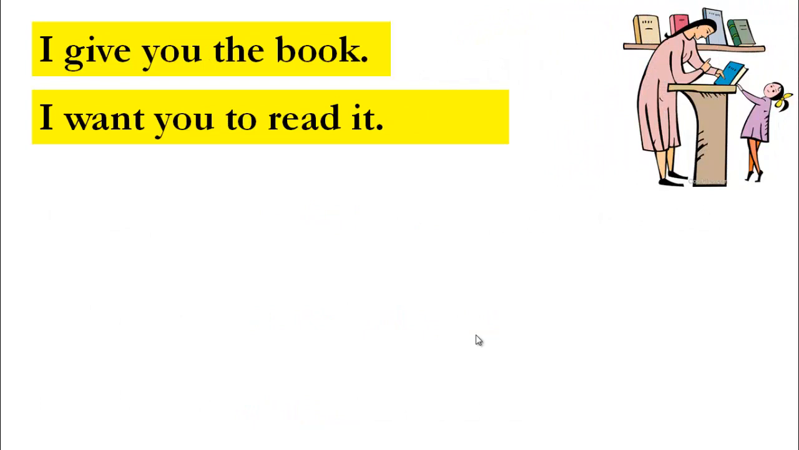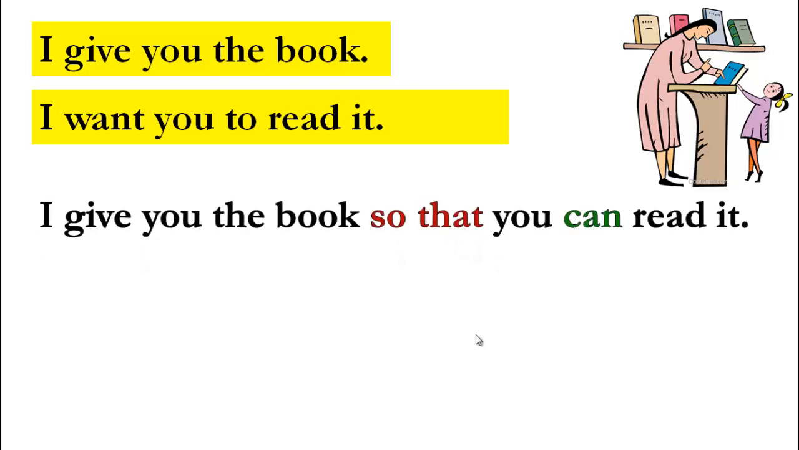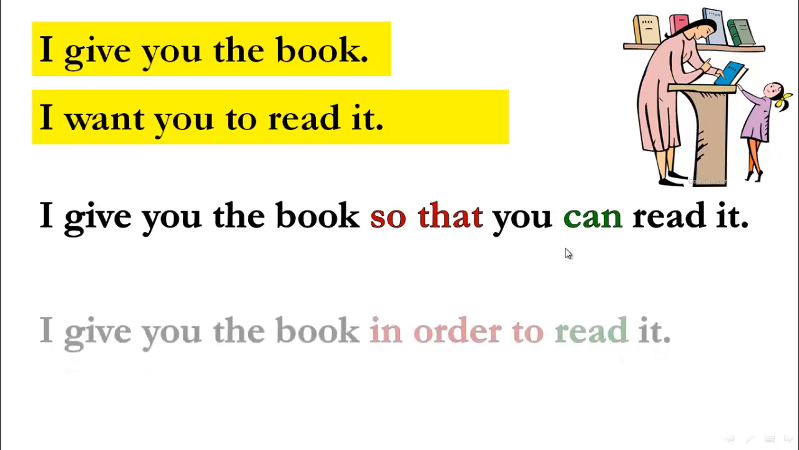I give you the book. I want you to read it. So why do I give you the book? The purpose, because I want you to read it. So if we want to link these sentences together, we are going to use the first one. I give you the book so that, I use a subject here, you, plus a modal verb, can read it. So I give you the book so that you can read it.